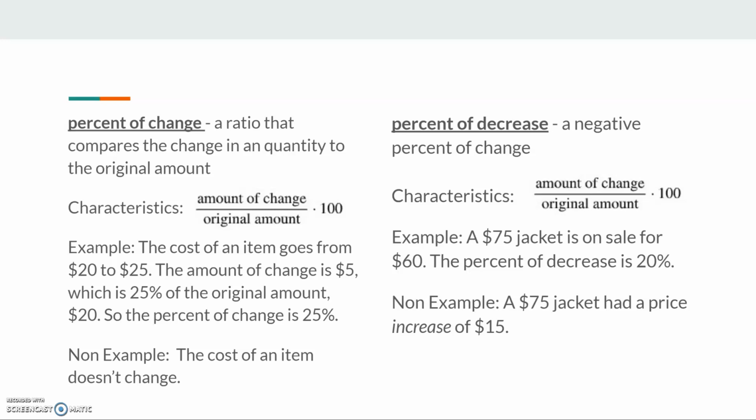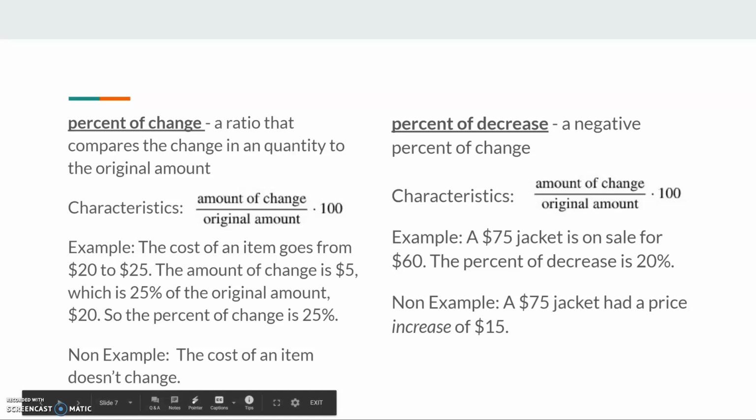A non-example, the cost of the item doesn't change. Percent of decrease is a negative percent of change. So set up the same way, but it means that the price, so a jacket is on sale for $60, the percent of decrease is 20%. A non-example would be if the jacket had a price increase of $15 versus a price decrease of $15.